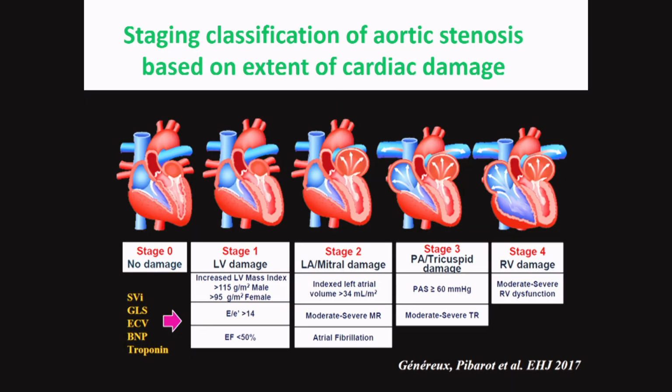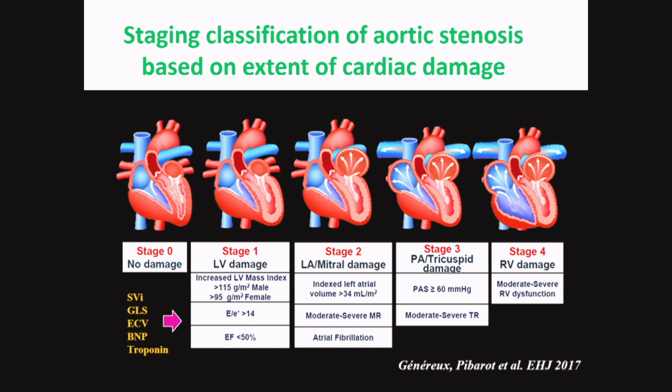This model was actually introduced in 2017 by Généreux and Pibarot, and they classified the stages of aortic stenosis into 4 stages. Stage 1, where you get LV damage, and there is increased LV mass, a reduced ejection fraction, and of course the GLS will come down.